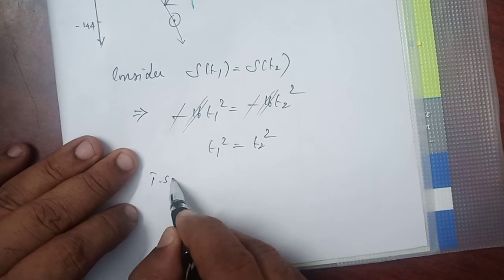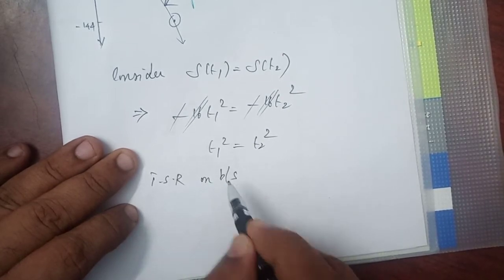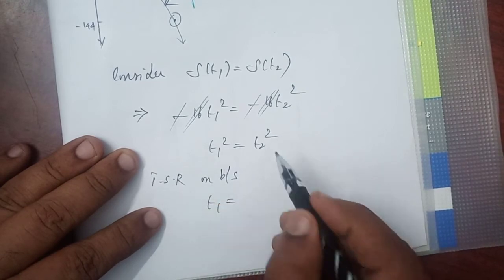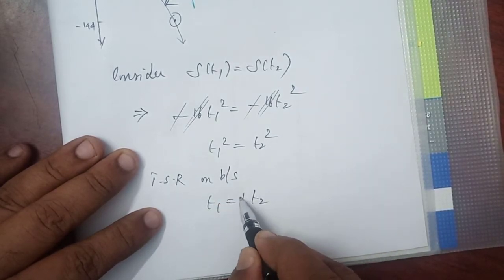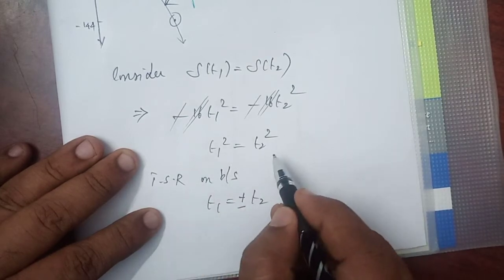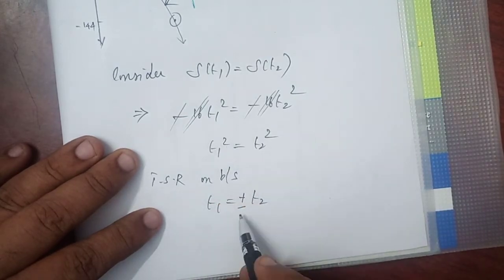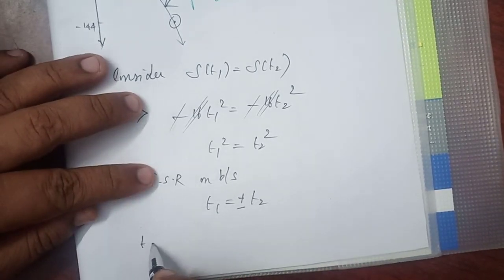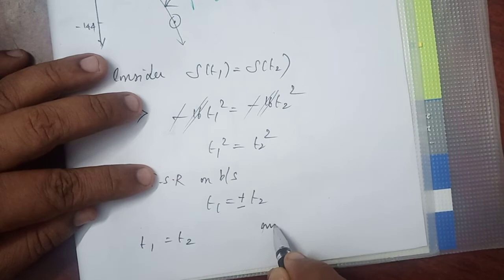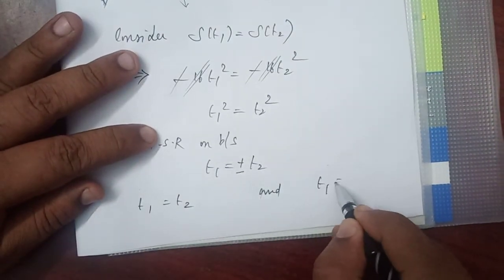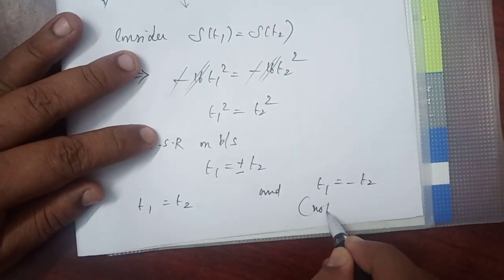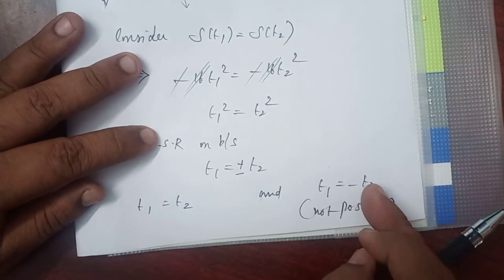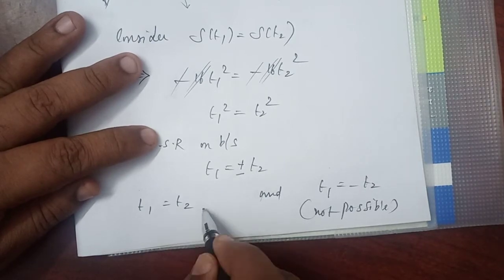Then we have to take the square root. Taking the square root on both sides, t1 equals, since we have a square, t2 only, but you have to introduce plus or minus. It is a quadratic equation. Whenever there is a square in the power, you have to introduce plus or minus. So t1 equals t2 and t1 equals minus t2. The second is not possible because time cannot be negative. So we have proved t1 equals t2 only.